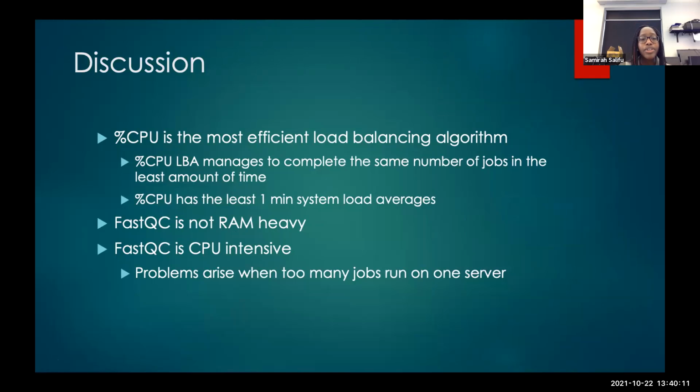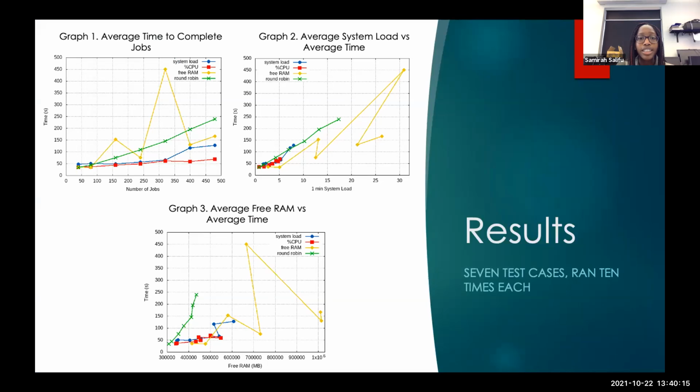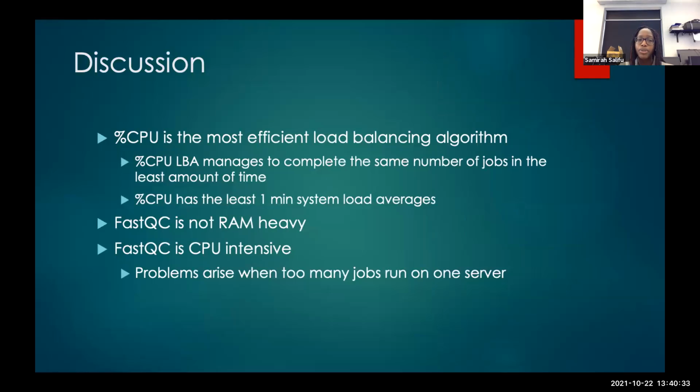But it was determined that FastQC is CPU intensive. And so as you can see, especially with this system load graph, all of the load balancing algorithms reach a system load of 5, even though the maximum core count was 4. So that means that with all of the load balancing algorithms, all servers were overloaded at some point. So the FastQC job is CPU intensive.